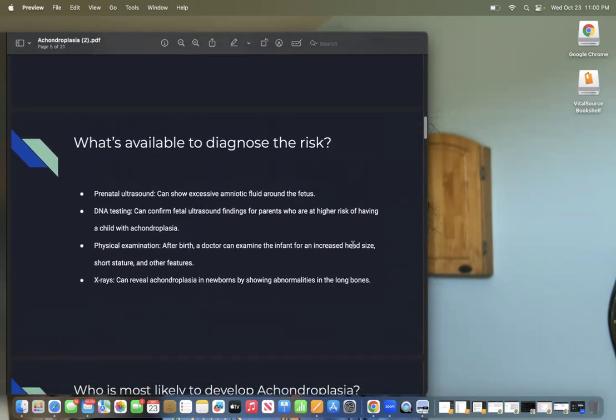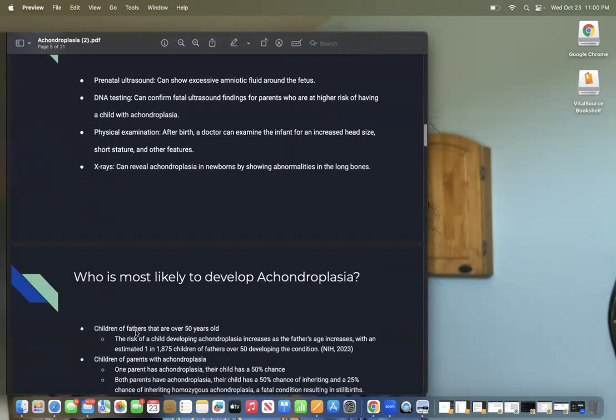What's available to diagnose the risk? There's prenatal ultrasound, which shows excessive amniotic fluid around the fetus. DNA testing can confirm fetal ultrasound findings for parents who are at higher risk of having a child with achondroplasia. There's also physical examination after birth, where a doctor can examine the infant for an increased head size, short stature and other features. There are also x-rays that can reveal it in newborns by showing abnormalities in long bones.